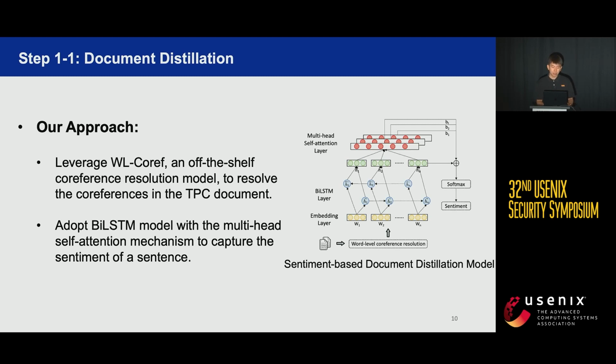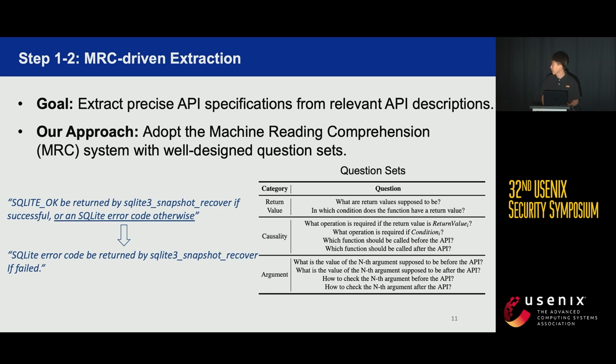After resolving the co-references, we design a sentiment-based model. We mainly use the bidirectional long short-term memory model with the multi-head self-attention mechanism. With our design, we can get the sentiment of the target sentence more accurately. We have already got the API descriptions, but we still need to get the precise API specifications. Here is a real-world example. If you want to understand the second half of the sentence, you need to first understand the first half of the sentence, which cannot be easily achieved by just using pattern matching.